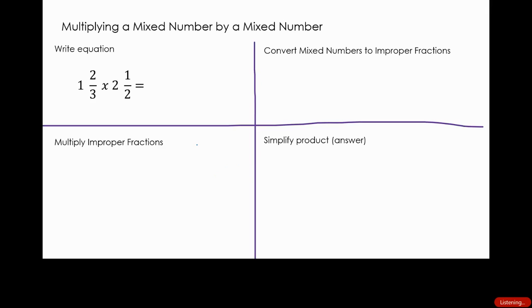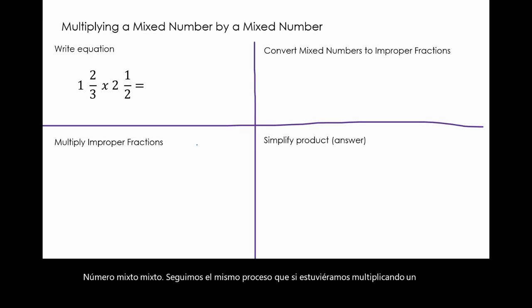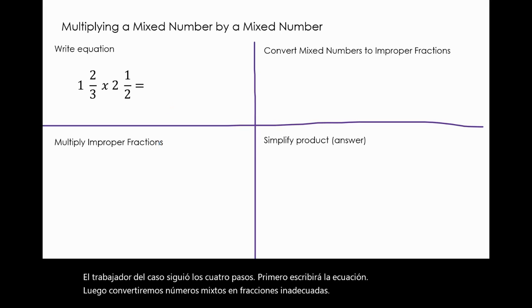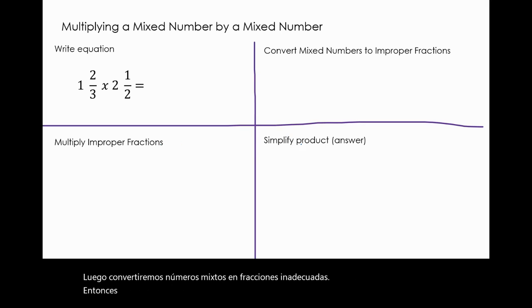To multiply a mixed number by a mixed number, we follow the same process as if we were multiplying a mixed number by a fraction. Okay, so we're going to follow the 4 steps. First, we'll write the equation. Then we'll convert mixed numbers to improper fractions. Then we'll multiply the improper fractions. And finally, we'll simplify our product, or the answer to the multiplication problem.